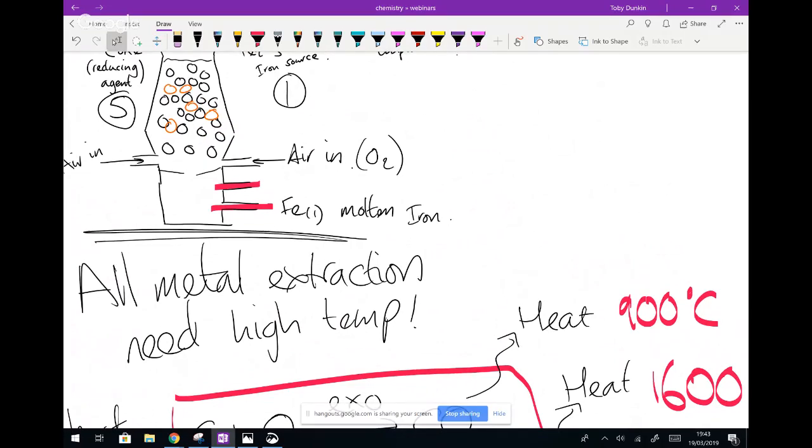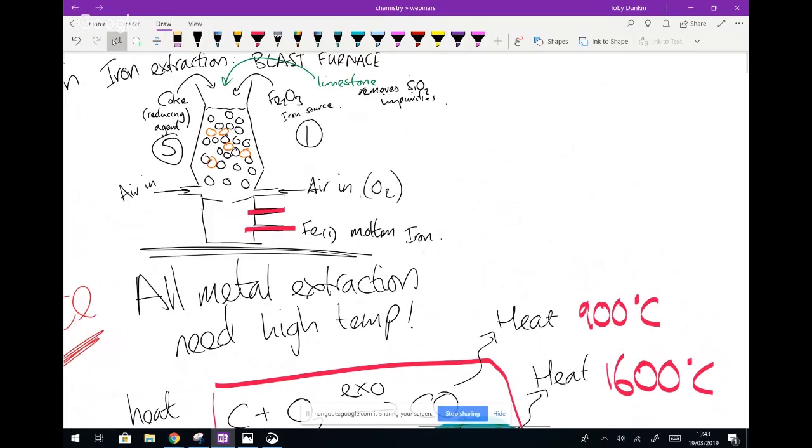The silicon dioxide is sand, and sand is the most abundant compound on this entire planet. It is in every rock you find. If you pick up a stone, 40% of it at least will be sand. And so we've got to get rid of it, which is why we add limestone.